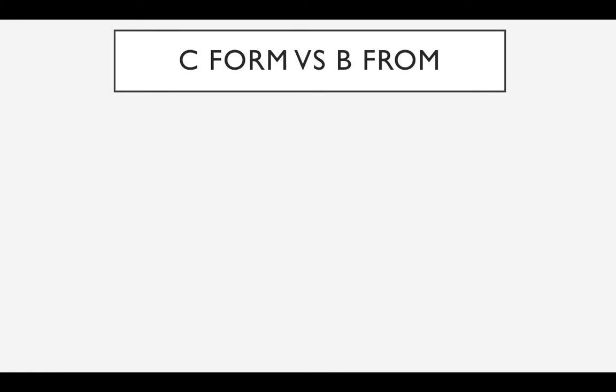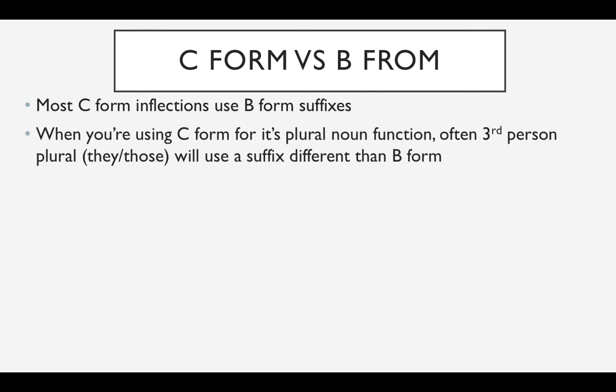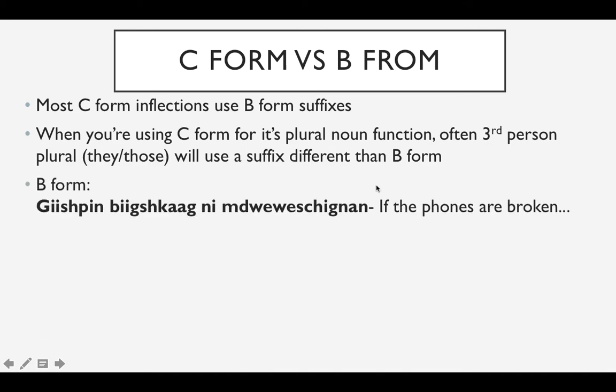So C form versus B form. Most C form inflections use B form suffixes. When you're using C form for its plural noun function, often third person plural, they, are, those, we'll use a suffix different from the B form counterpart.